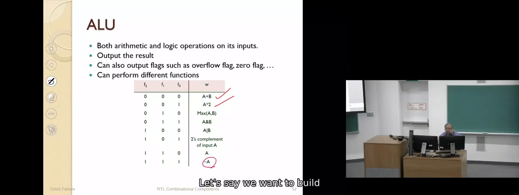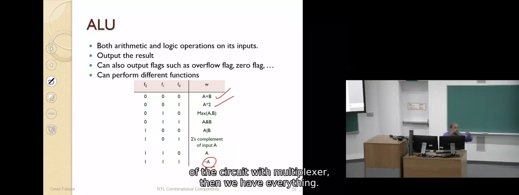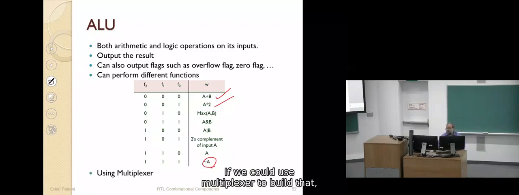So let's say we want to build something like that. How do we do that? Yeah, multiplexer is a very good solution for everything. Multiplexer. We just play with the inputs of the circuit with multiplexer, then we have everything. So we could use multiplexer to build that. I am not going to show you the full circuit. Maybe it's a good question for your exam, to build an ALU with multiplexer and everything. Okay?